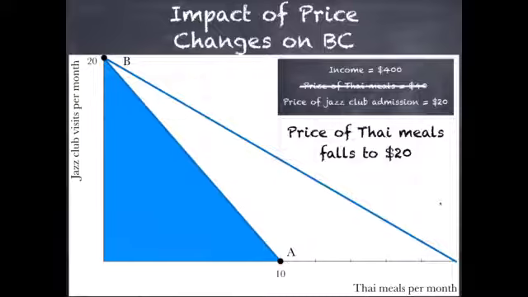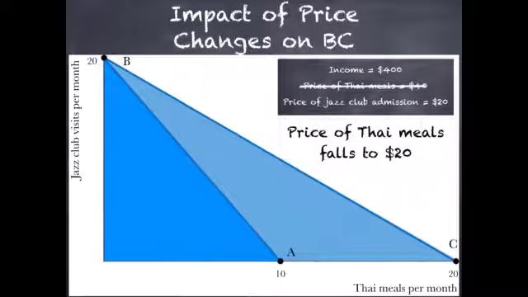So realize that changes in the price are going to change what the budget constraint looks like. In particular, if you change the price of any of the goods that we're talking about, the slope of the budget constraint is going to change. So you can see that by lowering the price of Thai meals, the slope of the new budget constraint has gotten flatter. So with that lowering of the price, now we can afford to buy 20 Thai meals every month if we spend all our money on Thai meals.